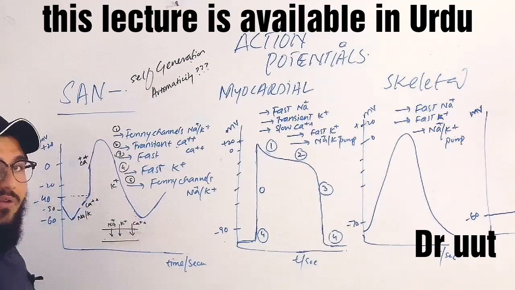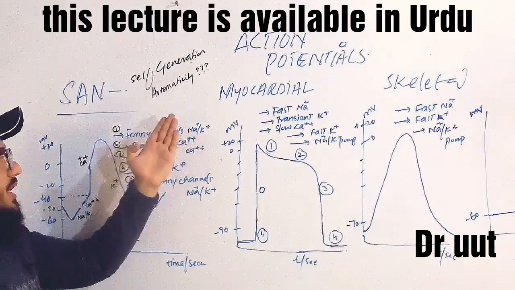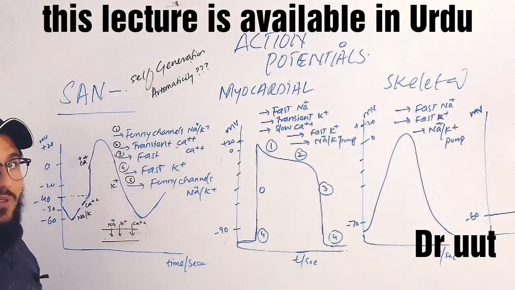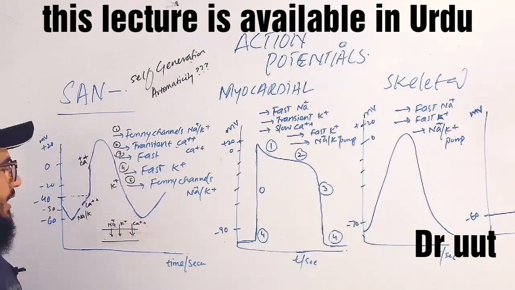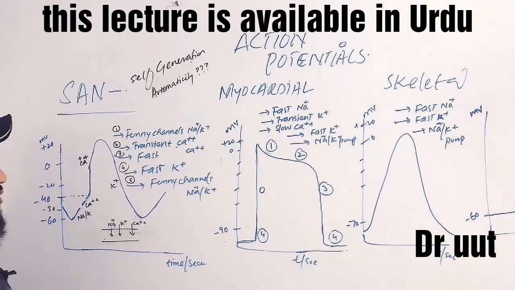And this resting membrane potential is unstable because of the funny channels of sodium and potassium, and the transient calcium channels. So that's a little bit from my side about the action potential of the sinoatrial node.